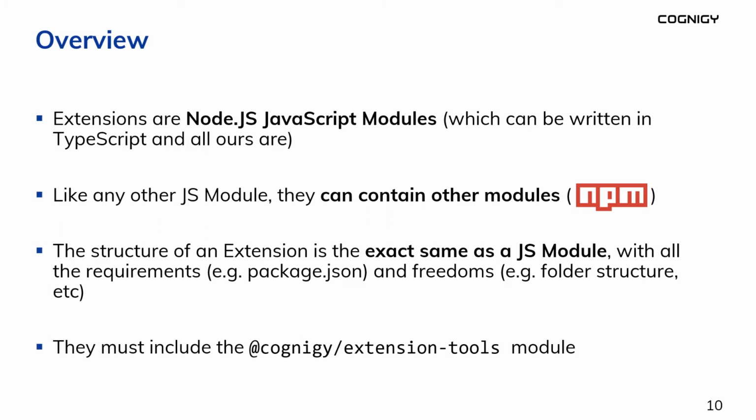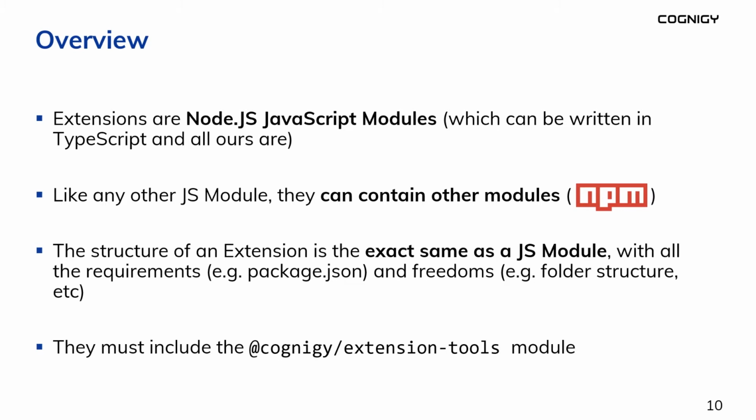Now, just like any other JavaScript modules, you can include different modules into your extension module. Right? So you can use any NPM module. Say you're building an extension that is accessing Microsoft SQL Server, you can use the MS SQL NPM package, and you can really use any NPM package that's out there in your extensions, which is something that you can't do inside a code node, for example.